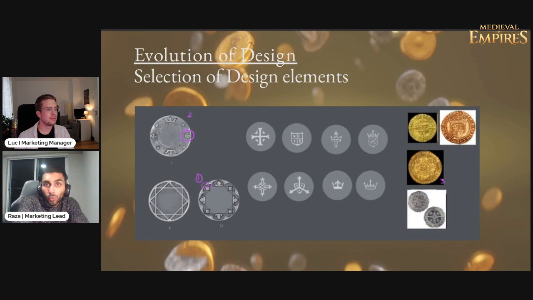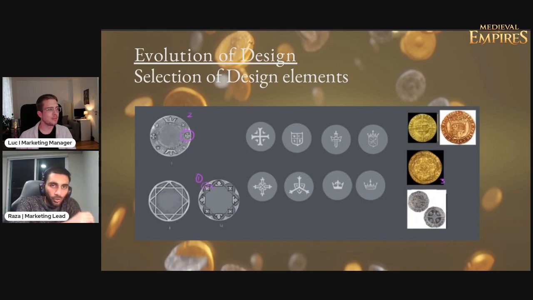We do want the ME token to last as long as the game does. The game will keep on evolving, but the token will remain there, and hopefully will be booming. So we wanted its identity to not be stuck to only one region of the globe. We wanted it to be universal.